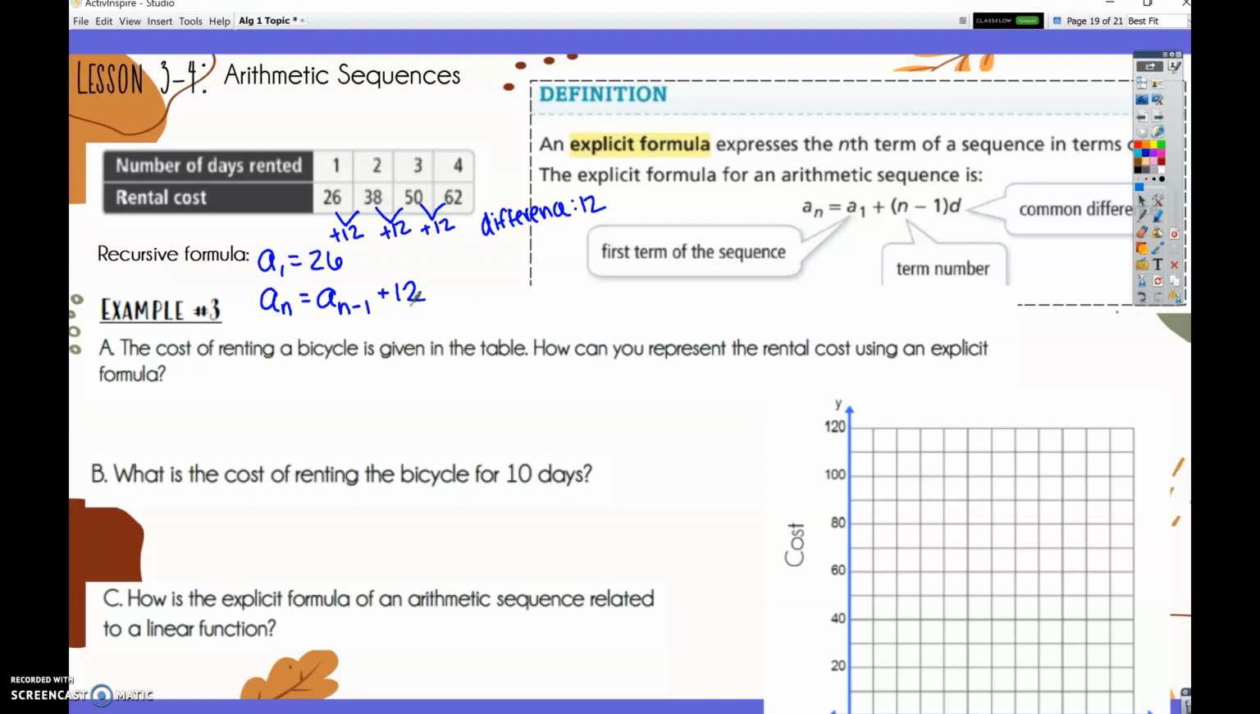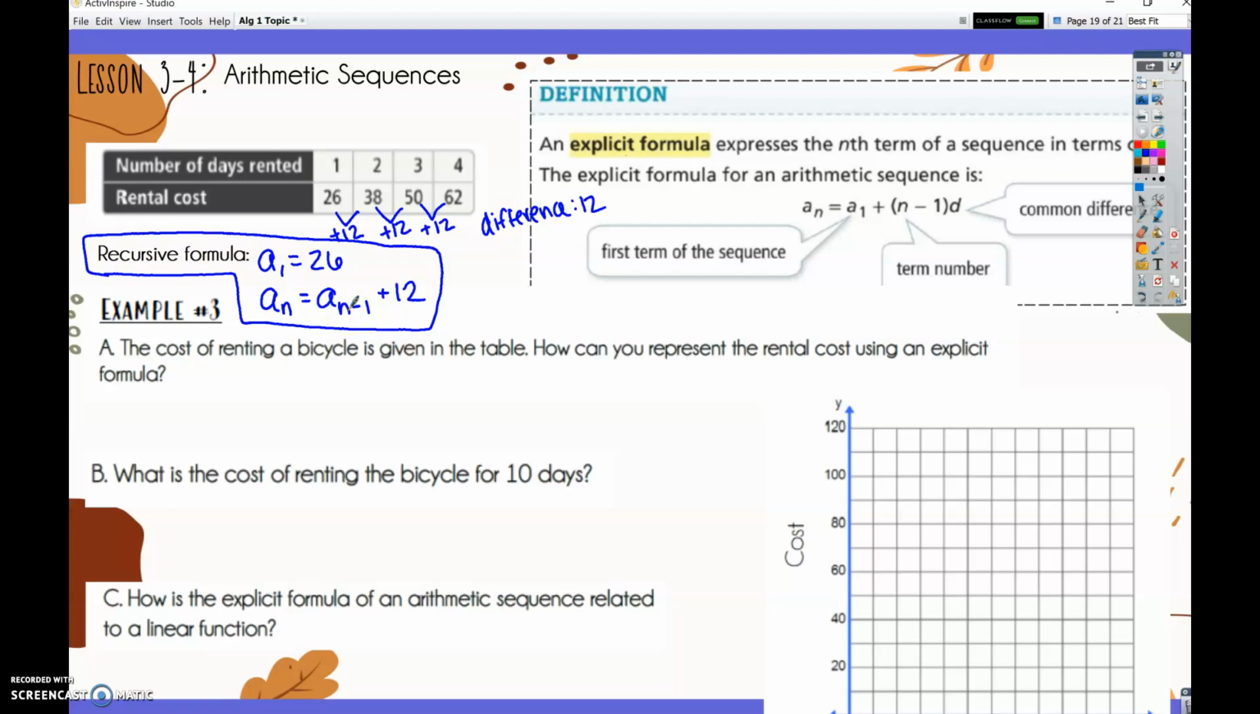Now recursive formulas are not super helpful, because if I decide I'm going on a 30-day bike trip, I would need to know how much it costs to rent for 29 days first before I can find day 30's rental price. That is, I would need to know each previous day to add 12. So it would just be more of making a table all the way out till the number of days I want to rent the bike.